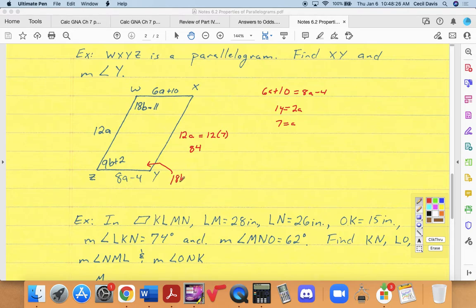This is 18b minus 11, because in a parallelogram, the opposite angles are always going to be congruent to each other. So now, how can we find b? That's what Amanda said. Okay, 9b plus 2 plus 18b minus 11 equals 180. Yes.